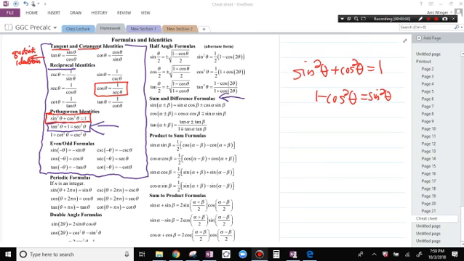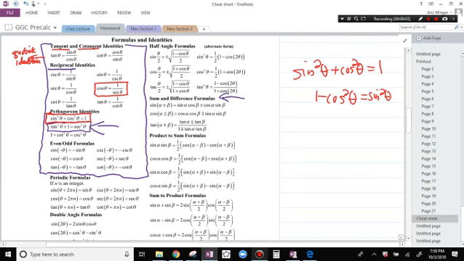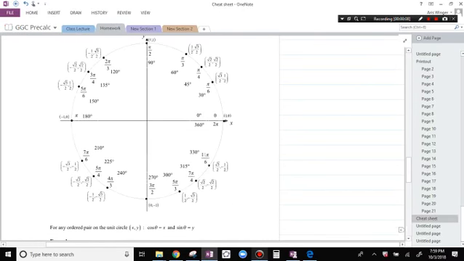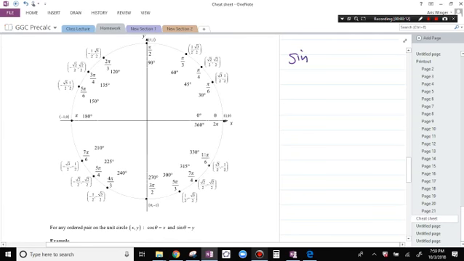All right, if you go to this cheat sheet, we'll see the unit circle. There it is in all its glory, right? We know the sine of 45 degrees. We know the sine of 60 degrees. So what's the sine of 105 degrees?